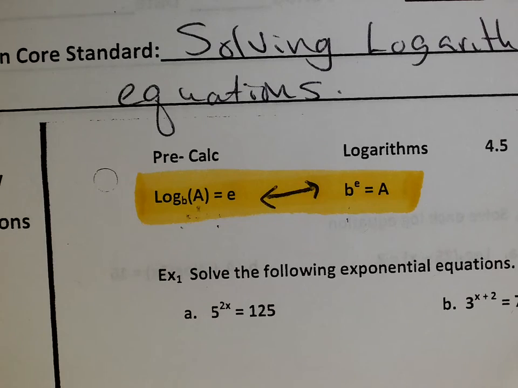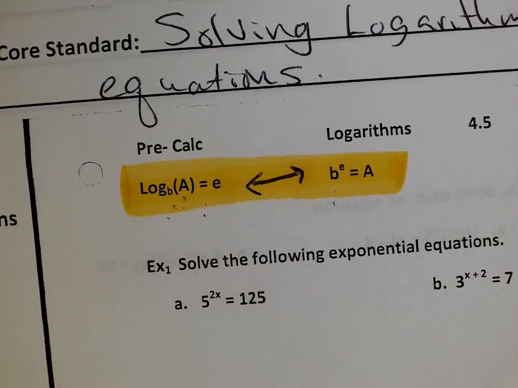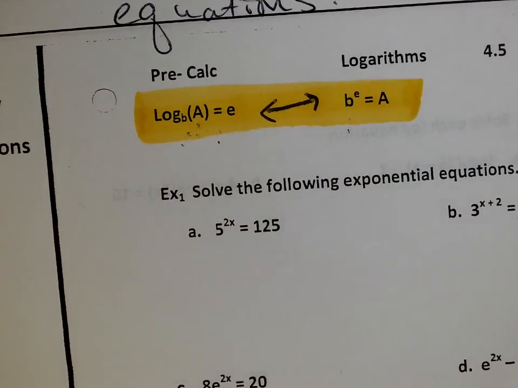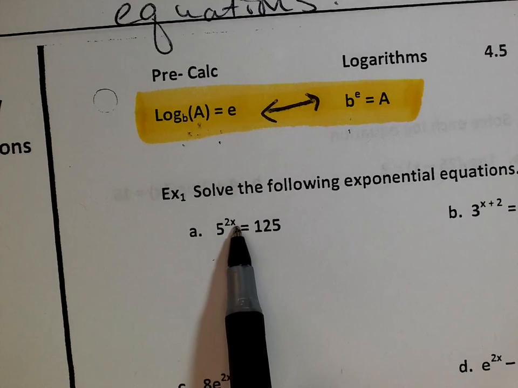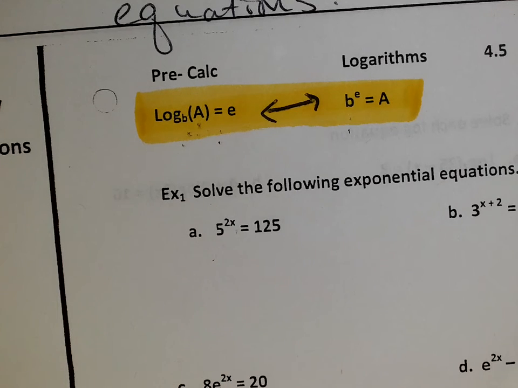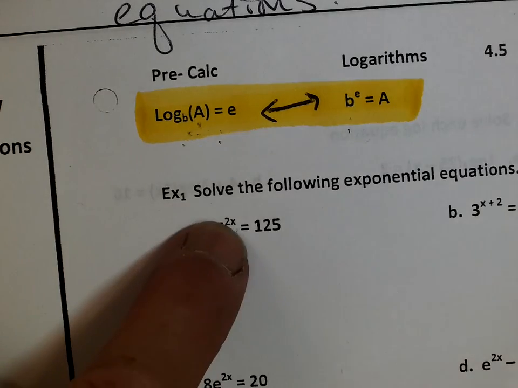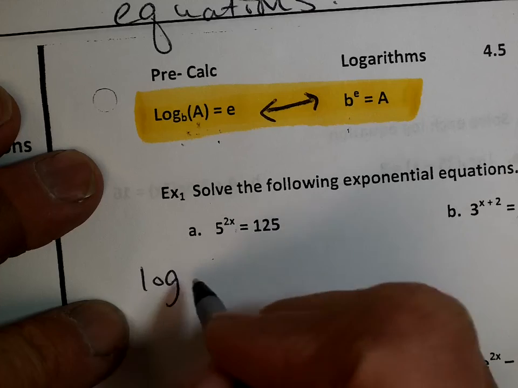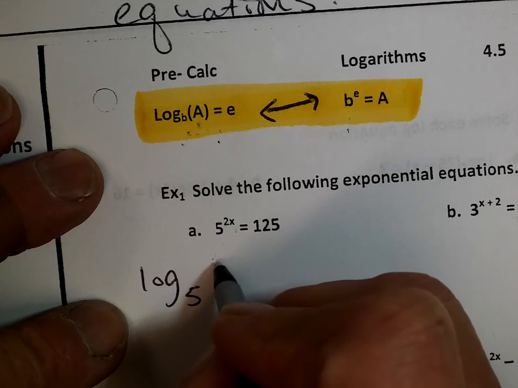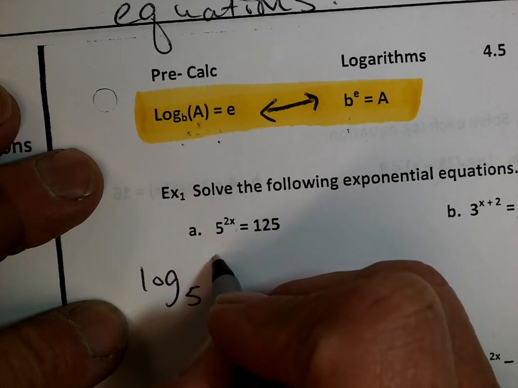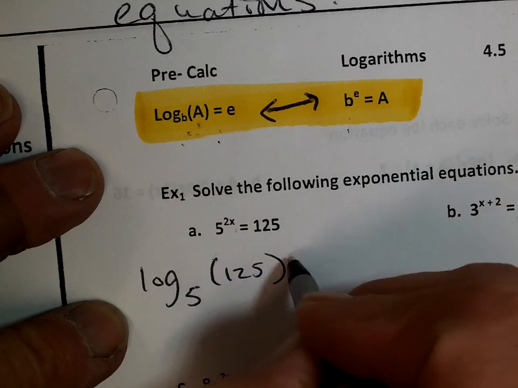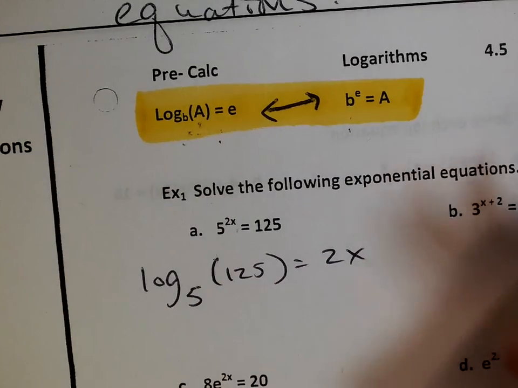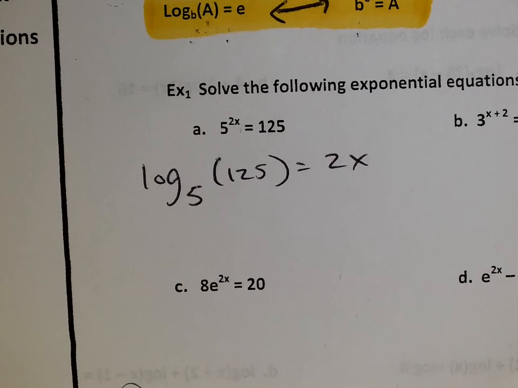So let's take a look at example A, okay? Solve each. So what I want to do is this. To solve for 5 to the 2x, anytime you want to solve for an exponent, that's why we have logs. Logarithms are all about solving for the x. So let's change this into log base 5 of 125, right, equals 2x. Okay, that was easy, right?